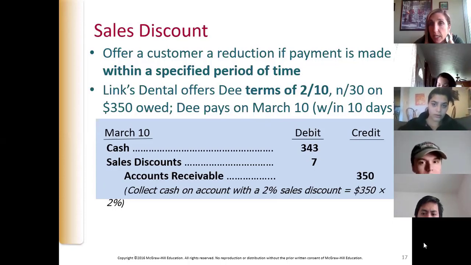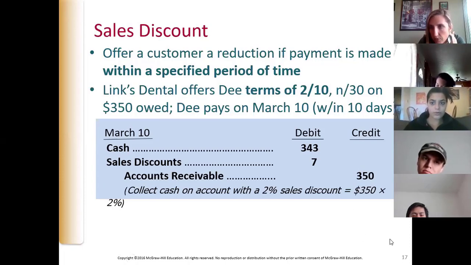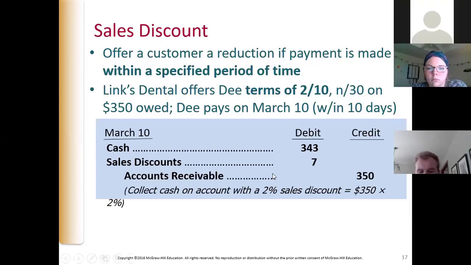Excellent. Then the N/30 means it's N is really for net, but I teach it that it's no discount. If you don't pay within the 10 days, there's no discount. Like you pay on the 15th day, no discount. And you have to pay the full bill in 30 days. That's the days it's due, is that last number. So this could say 1/5. It could say 5/15. That's up to the company, how they want to set that up, what kind of discount they want to offer. Okay, questions on that?